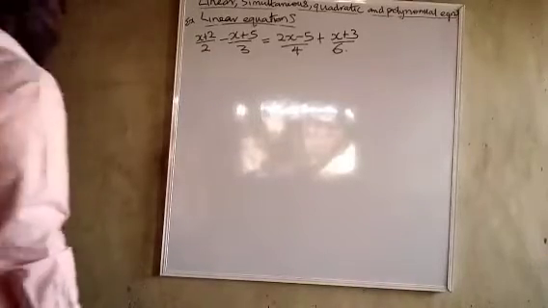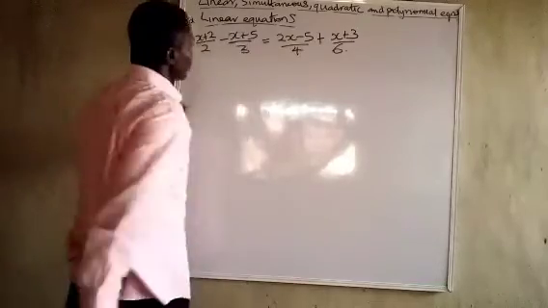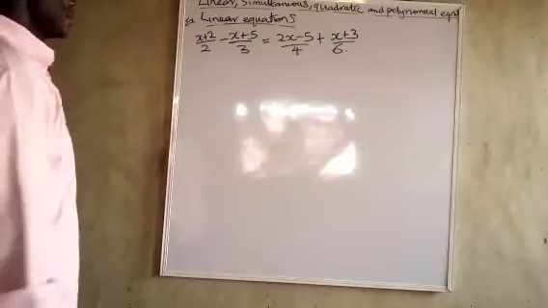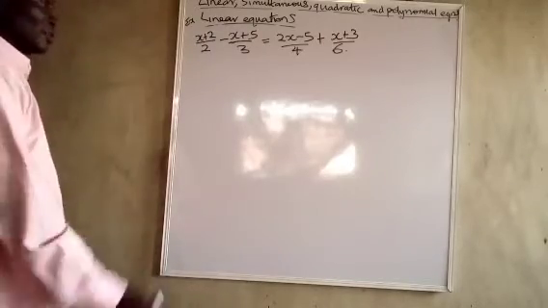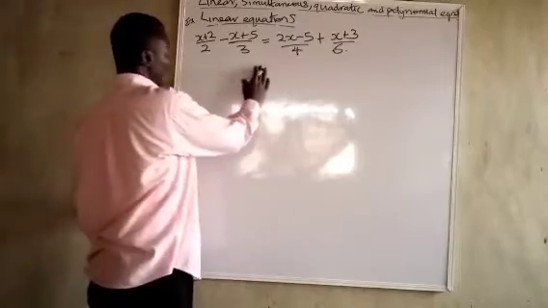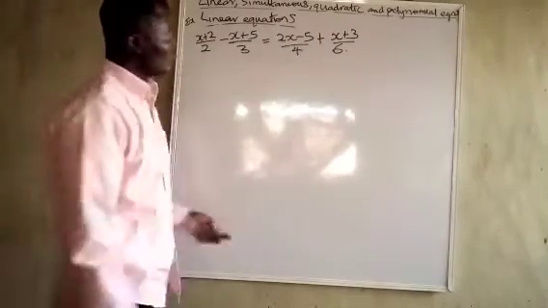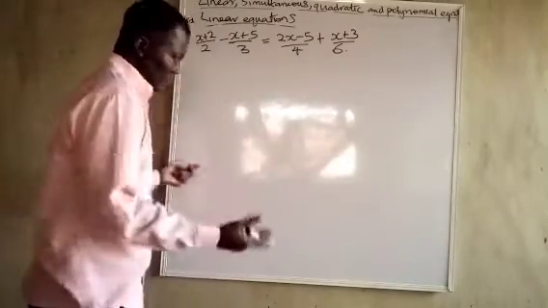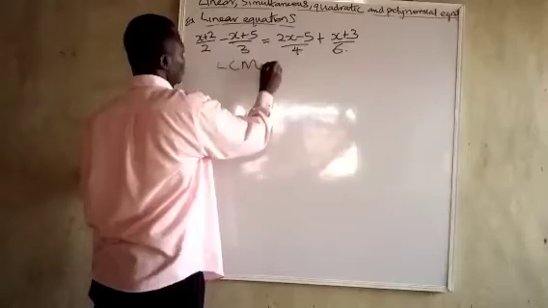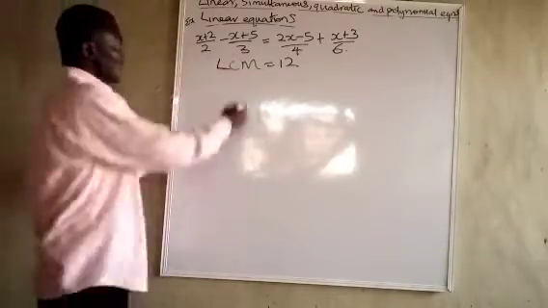We have another expression here. x plus 2 over 2 minus x plus 5 over 3 is equal to 2x minus 5 over 4 plus x plus 3 over 6. In this instance, just like any fraction, when we are having fractions of different denominators, what do we do? We look for the LCM. And in this instance, we can find the common multiple of this one, even the lowest. And if you look at this, the lowest is 12.